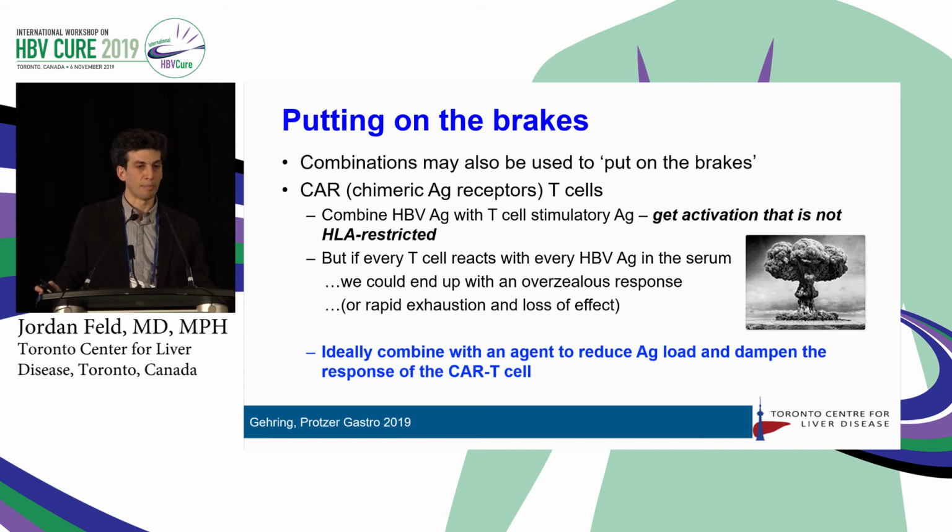Or you could also have rapid exhaustion and loss of the effect. So both scenarios are possible, and ideally you might combine a non-specific immune activator like a CAR T cell with something that dampens the antigen load, so that you reduce the exposure, and therefore either enhance the effect to prevent exhaustion, but also dampen the effect so that you don't get this massive destruction of the liver. And so this is, again, this sort of enabling concept where you're combining two agents that use different mechanisms but sort of help each other.